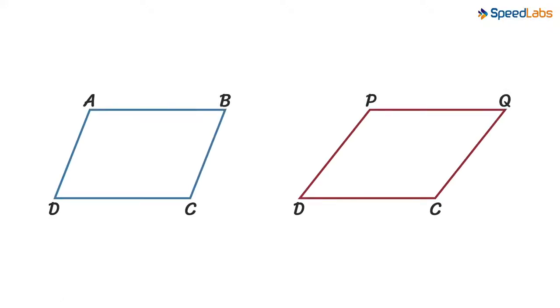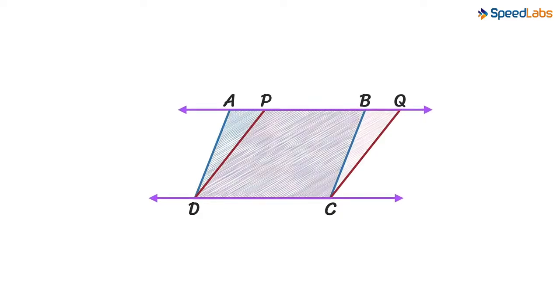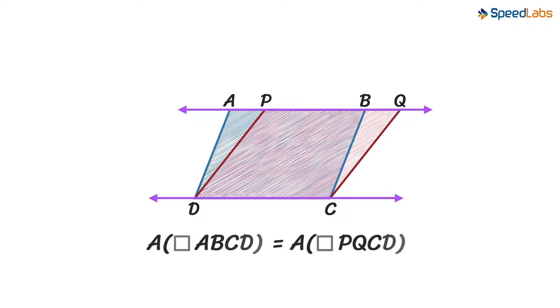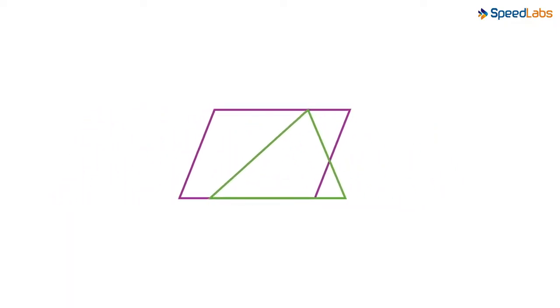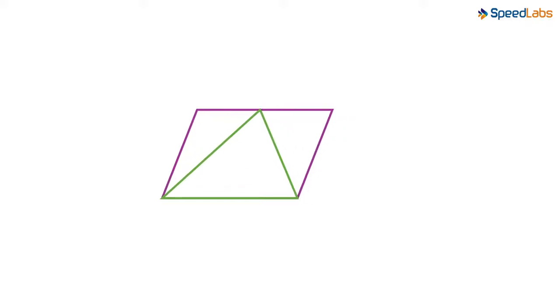In our previous video, we saw parallelograms having the same base and between the same two parallel lines. What was the relation between the areas of the two? Yes, they were equal. Will the relation between the areas be the same if one of them is a triangle? Let's see. But before that, we need to know something important.